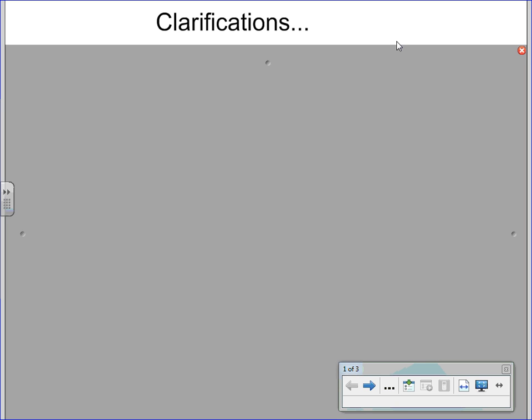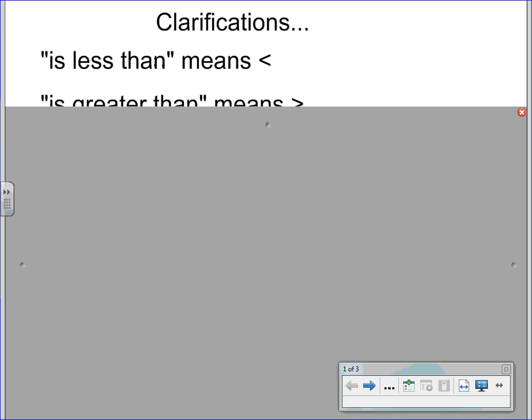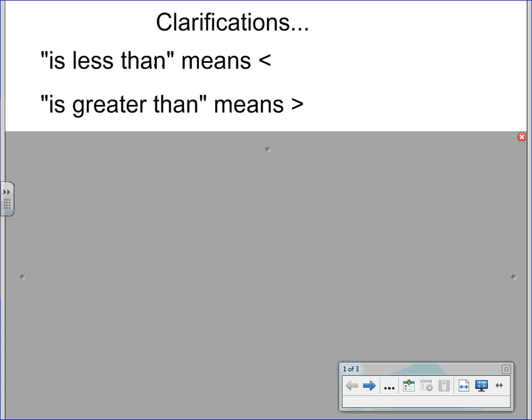All right, this is Mrs. Jolton, and I just wanted to clarify a couple things before you start your 2.6 assignment. There's a couple of phrases that I want to make sure we understand.